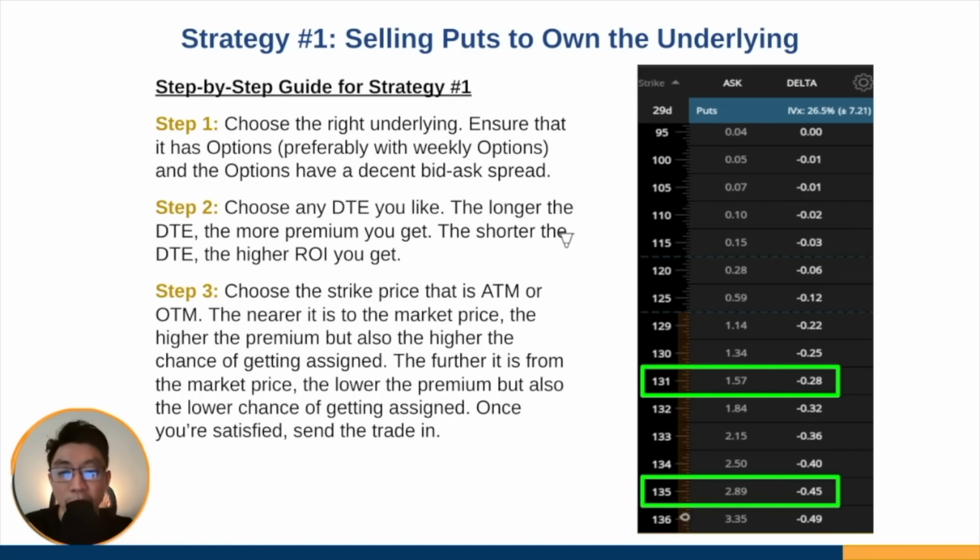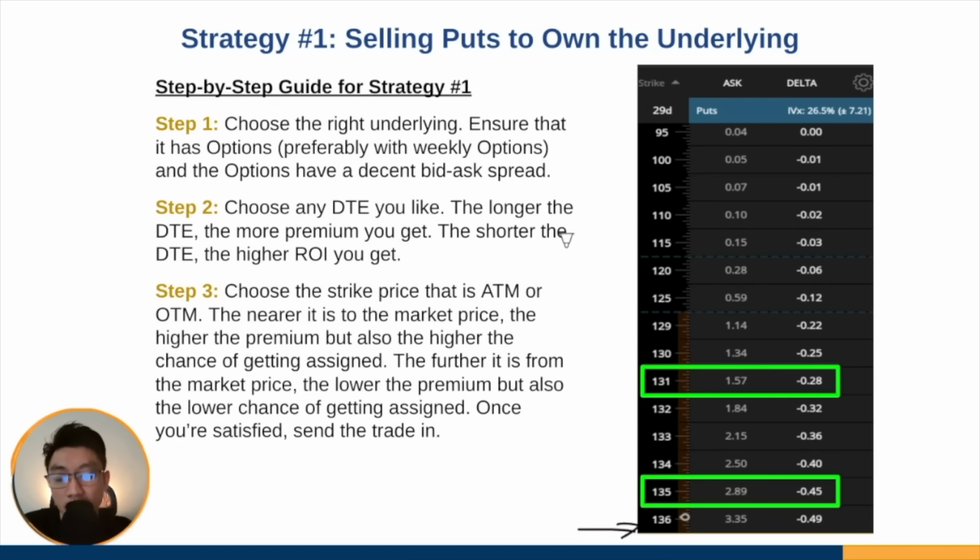All right, step number 3, next is to choose the strike price that is either at the money, which we call ATM, or out of the money, which is OTM. Now, the nearer it is to the market price, the higher the premium. So the market price is somewhere down here. On the option chain, somehow the number goes higher as it goes down the ladder, which is so weird, but that's the way they design it.